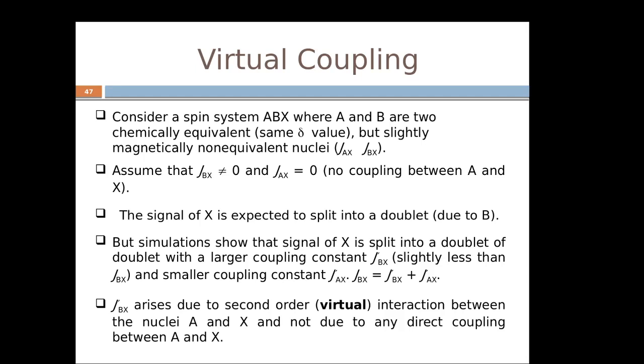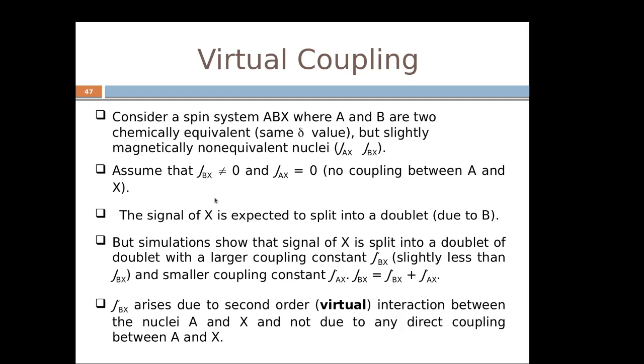Another phenomenon that we are going to account for is virtual coupling. Here we consider a spin system such as an ABX system, where A and B are two chemically equivalent nuclei. That means they resonate at the same frequency on the delta scale or chemical shift scale, but they are slightly magnetically non-equivalent. That means A and B couple to the nucleus X to slightly different extents. JAX and JBX should be slightly different.